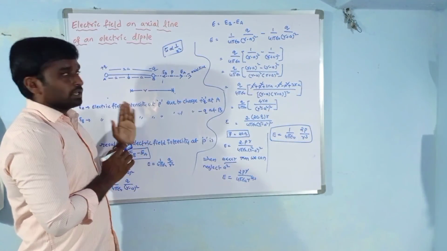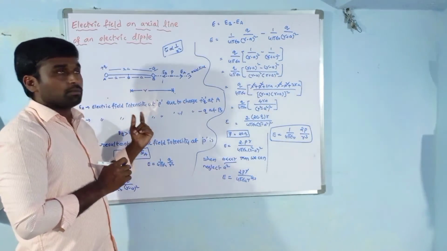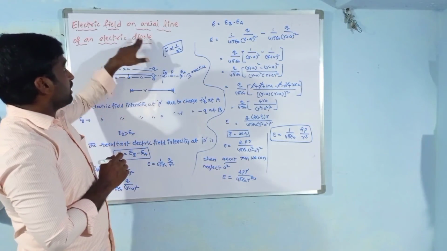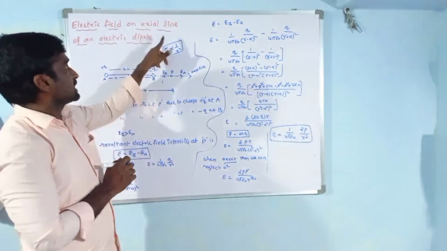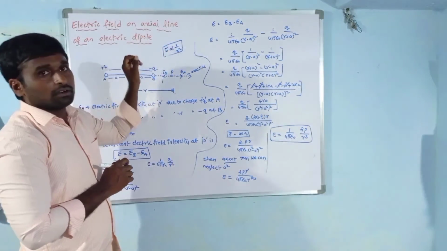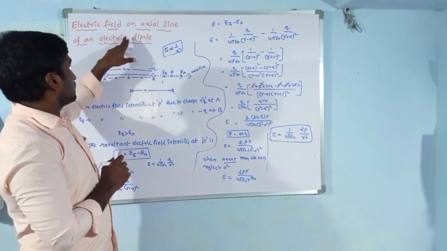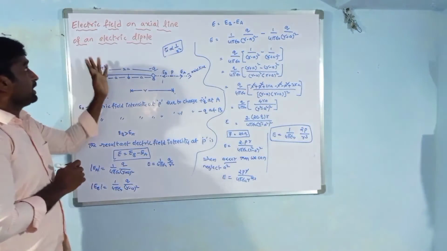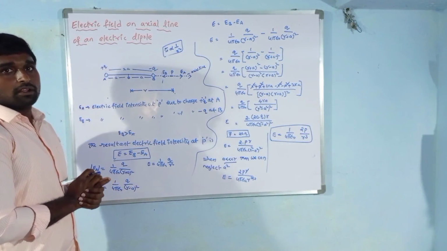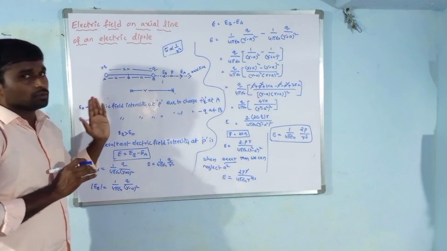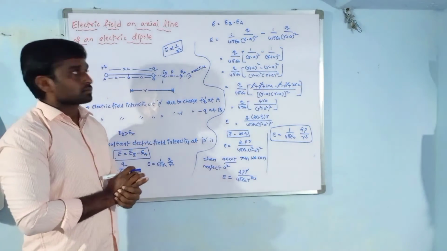Okay, so in the next video we will discuss the electric field on the equatorial line. This is the axial line. In the next video we will discuss the electric field on the equatorial line of an electric dipole. Okay, I hope you have understood this.